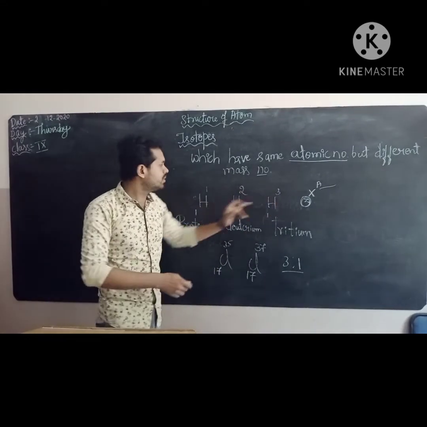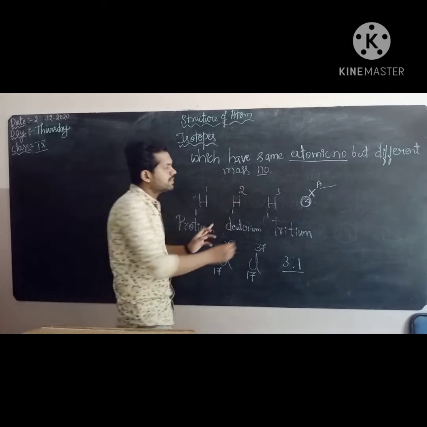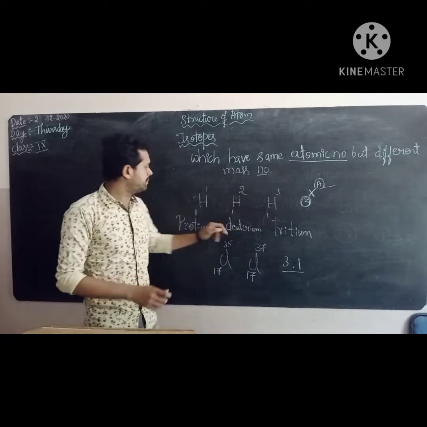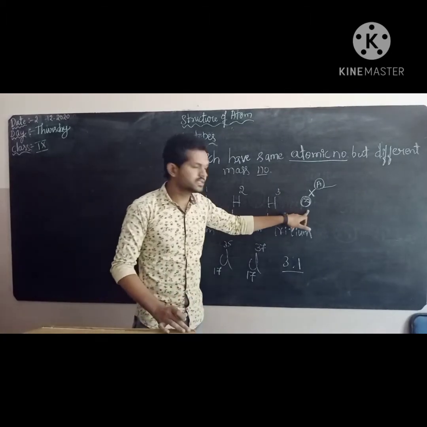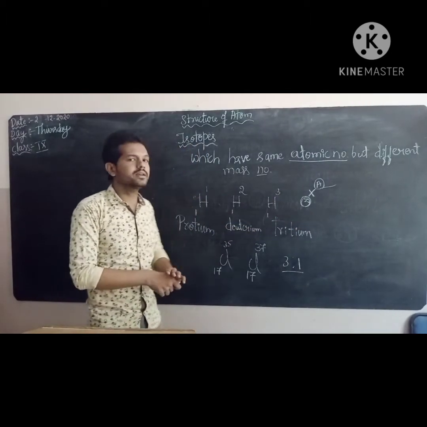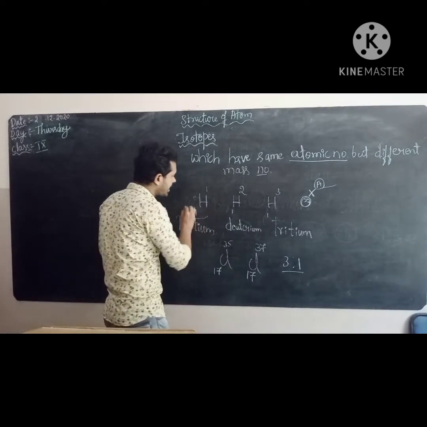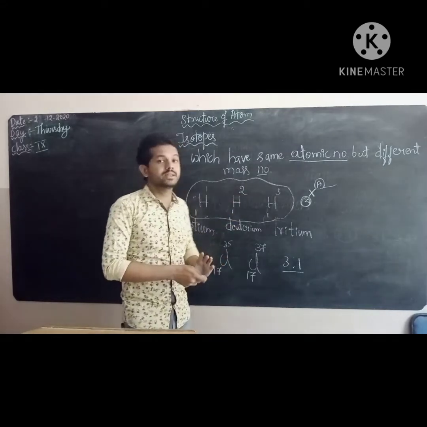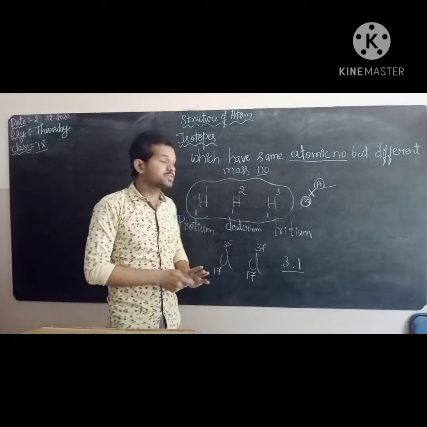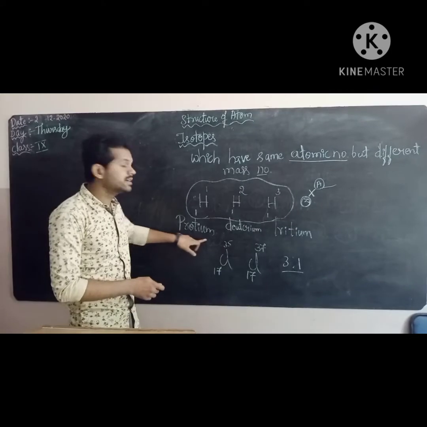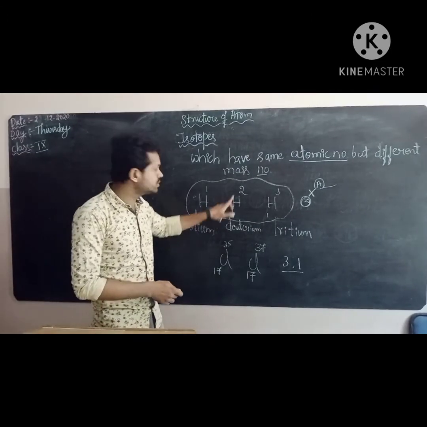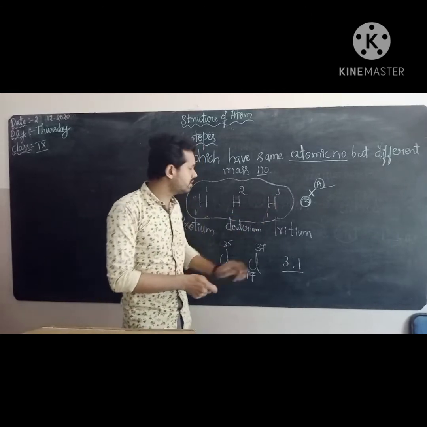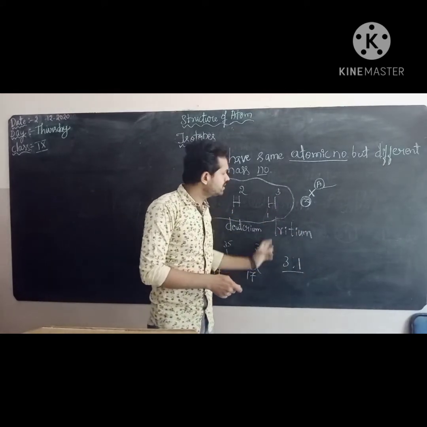Only we can see the change in the mass number, that is A. A will be changing, but we have the same Z, that is atomic number. That's why hydrogen exists in three forms, right? So this is a best example for isotopes. H 1 1 you can call protium, H 1 2 you can call deuterium, H 1 3 you can call tritium.